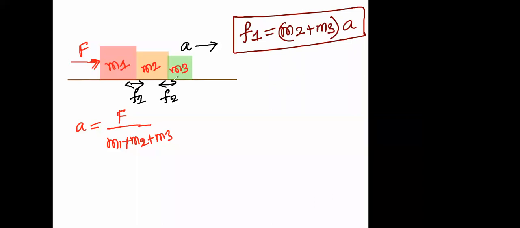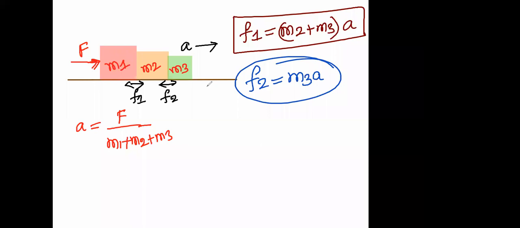If we take the contact force between the second block and third block, it opposes the motion of the first block and second block, but it drives the third block. That's why contact force F2 will be equal to M3 a. This is the contact force between the second block and the third block. Okay, next. I'll check that power came or not.